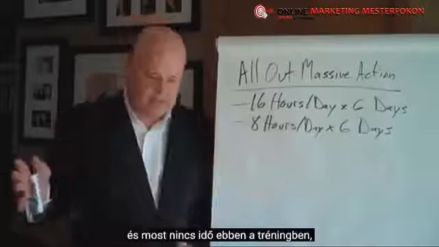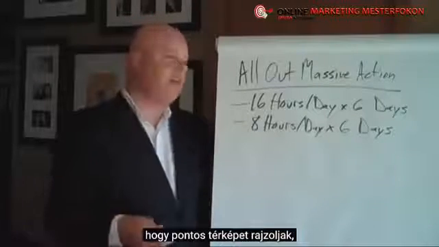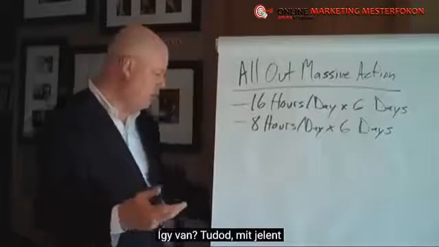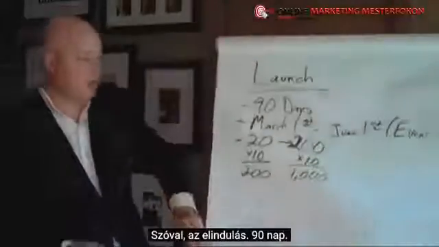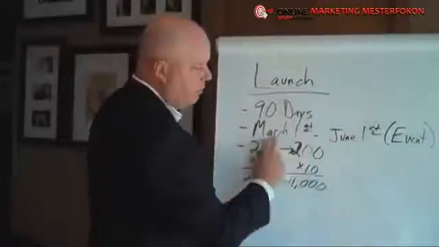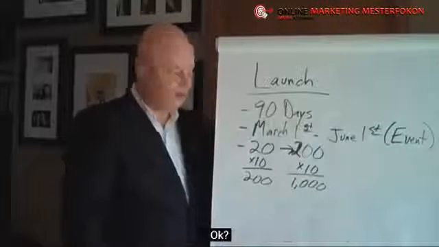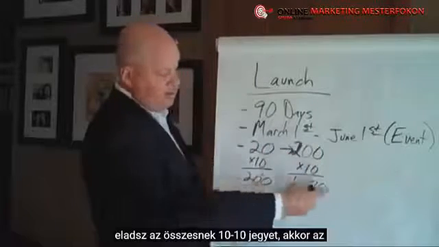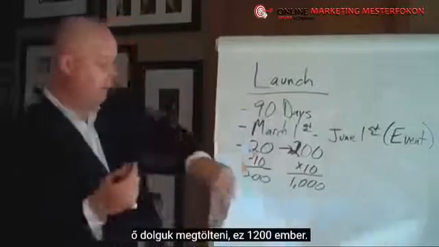Okay, there's a lot of detail to this. I don't have time in this training program to give you all the detail, the exact map of this, but I think you can get the idea, right? You know what all-out massive action means. So your launch, 90 days. Pick whatever period of time, ending with an event. Okay? If you sponsor 20 and each of them sponsor 10, you can sell 10 tickets to each one of those people, and their job is to fill it up.